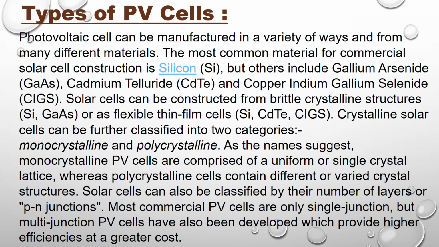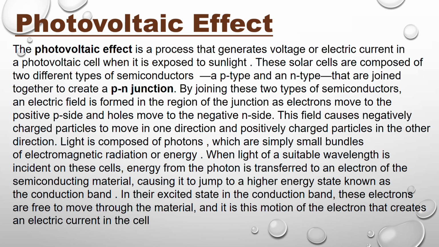Now the photovoltaic effect: what happens when light is incident on the photovoltaic cells, which in turn leads to conversion into electricity. The photovoltaic effect is a process that generates voltage or electric current in a photovoltaic cell when it is exposed to sunlight. These solar cells are composed of two different types of semiconductors, a p-type and an n-type, that are joined together to create a p-n junction.